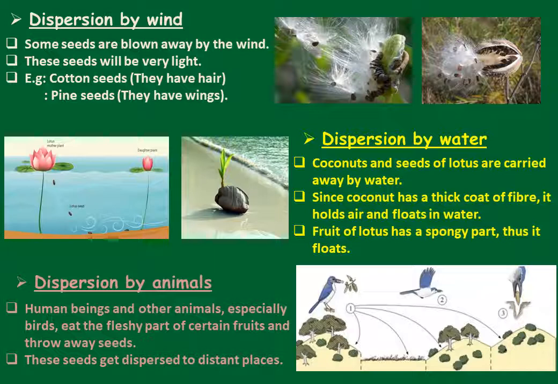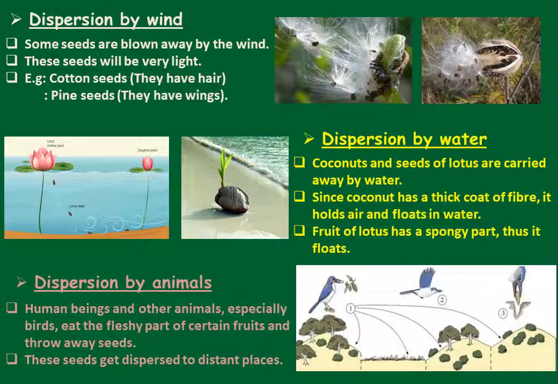For example, I'm just using a simple example, a monkey is eating a mango from a mango tree. Once it eats the flesh, it will just throw the seed away, or it will carry the mango somewhere else, eat from there, and drop the mango seed there itself.